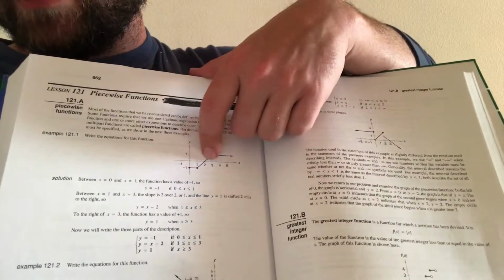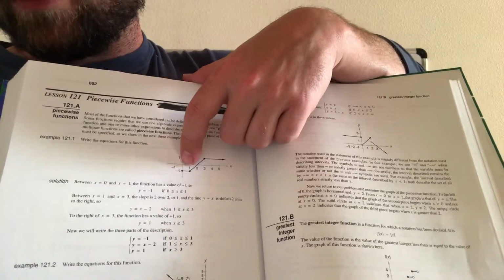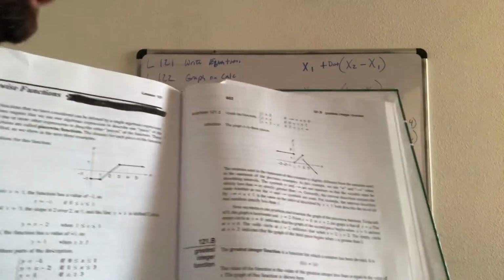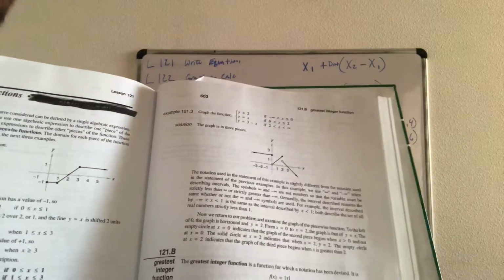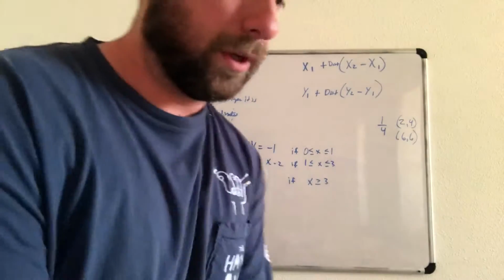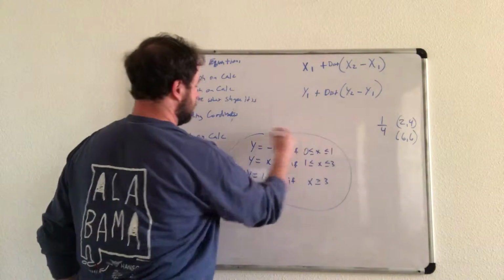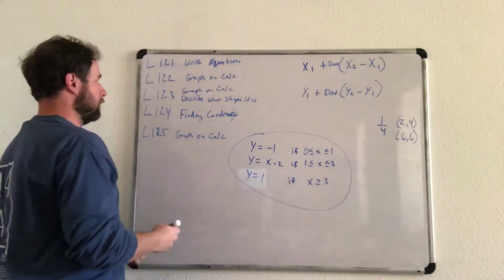Then the last one is a y equals mx plus b. So the equation is y equals x minus 2, and the stipulation on that one, you can see there in the middle, is as long as x is greater than or equal to 1 or x is less than or equal to 3. So that's all you're doing on 121, you're writing equations there.